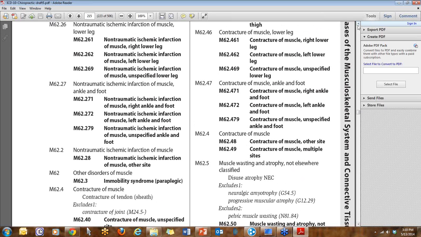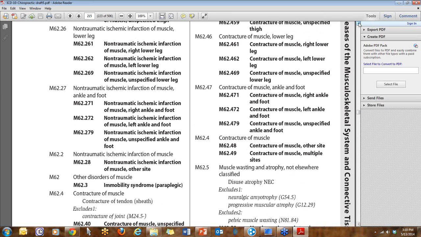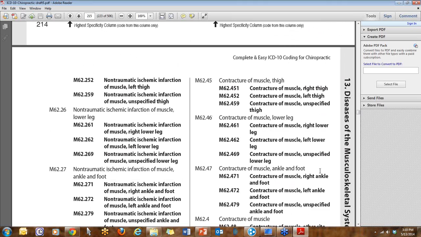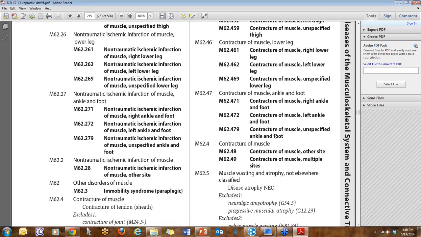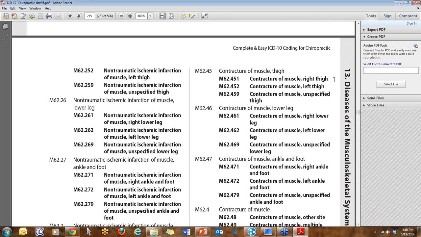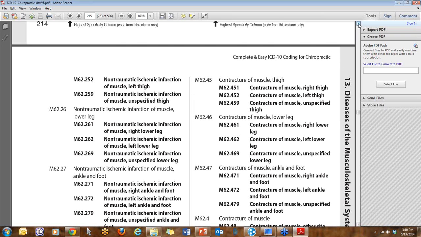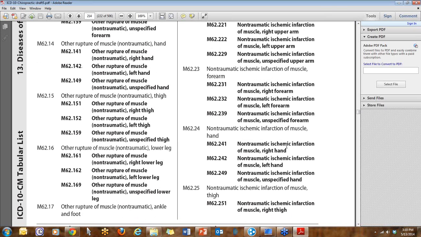There's a possibility that you may even consider a contraction of muscle, other site. So I'm not really seeing anything with the pelvis or buttocks. So maybe I would do that, because this is more of the, I'm thinking anterior thigh, right lower leg. Yeah, that's what I would go with right there.